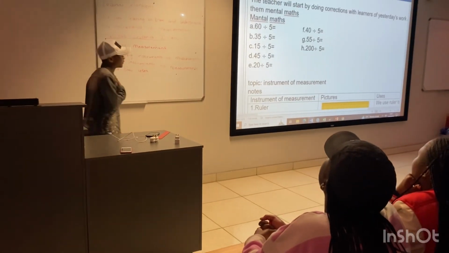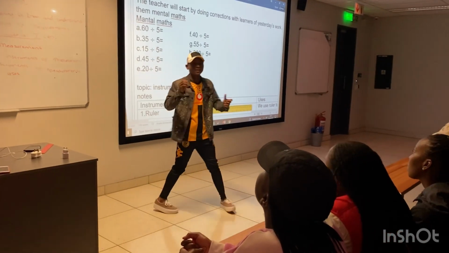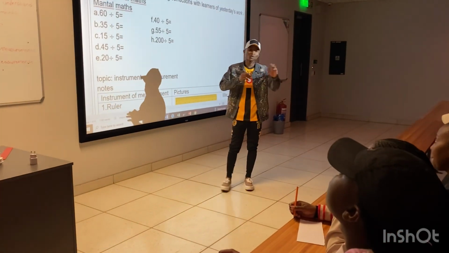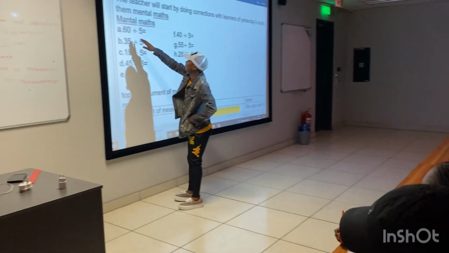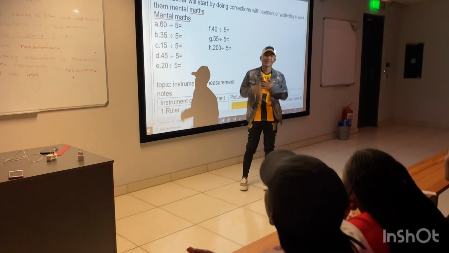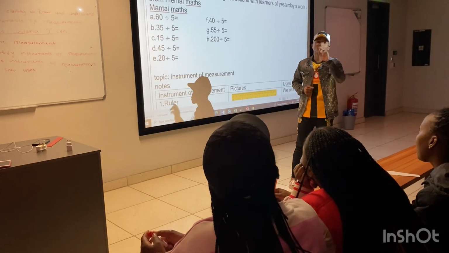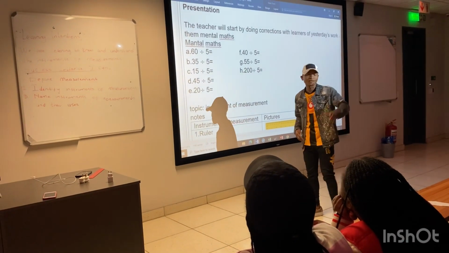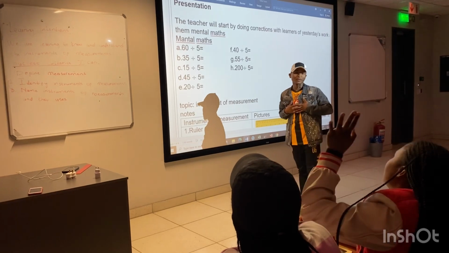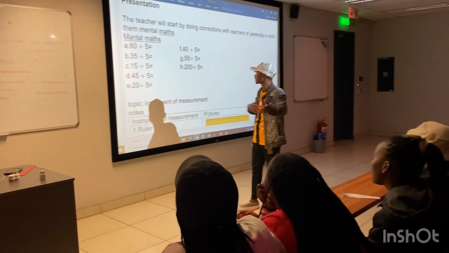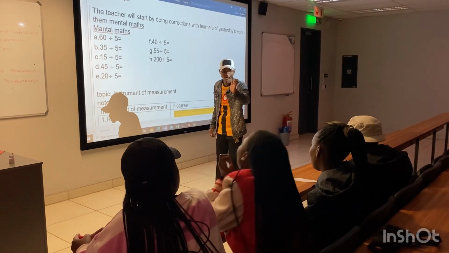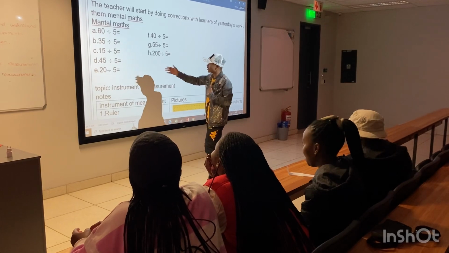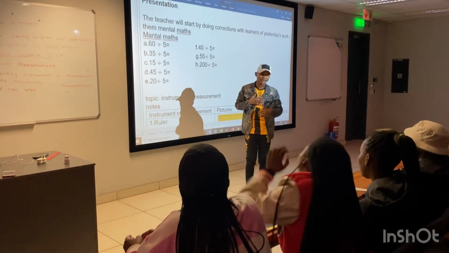Here is our mental math. Today we are not going to write our mental math in our books, but we'll call out our answers. Number A says 60 divided by 5. It's 12, right? Then number B says 35 divided by 5. It's 7. Number C says 15 divided by 5. It's 3.